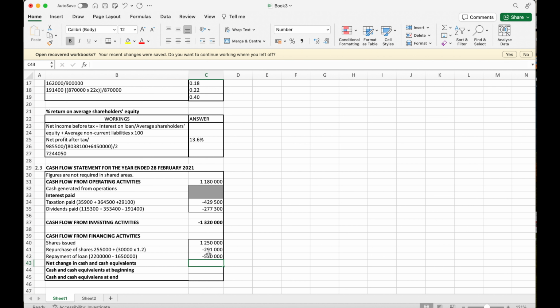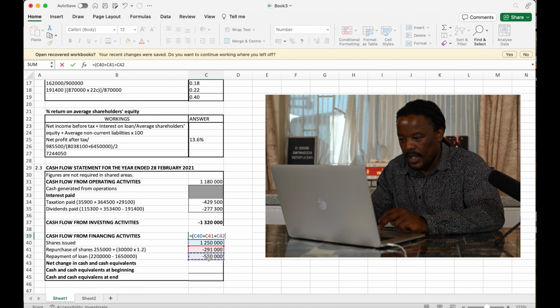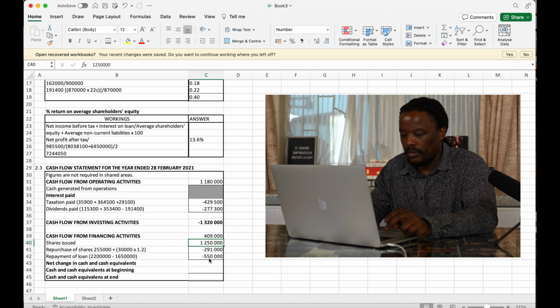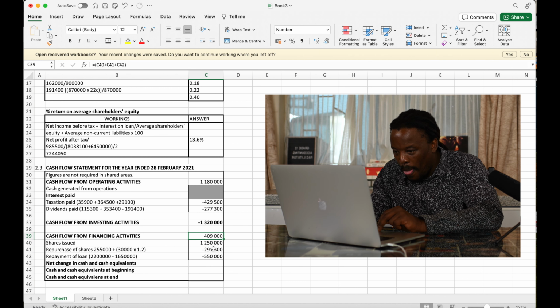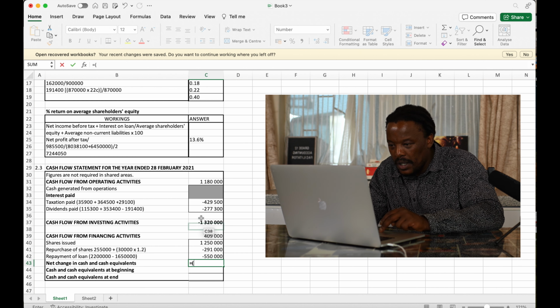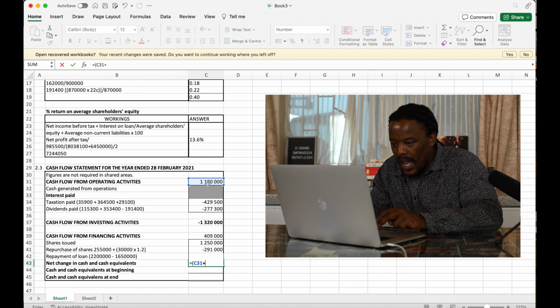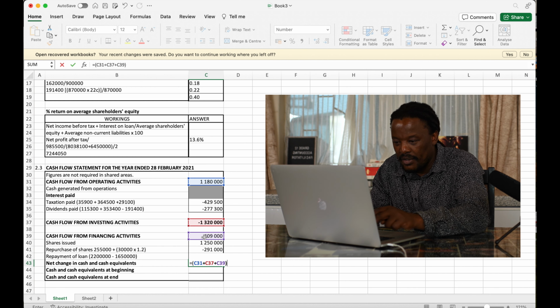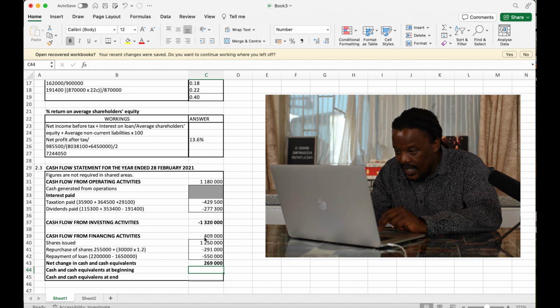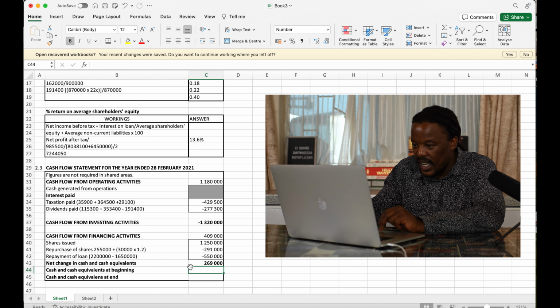And then what you do here is, okay, I have my cash flow from financing activities, which equals this amount plus this amount plus this amount, and then you get your total. That's your total, and you're happy with that. Now, to get the net change in cash and cash equivalents, it becomes simple, because it's this amount plus this amount plus cash flow from financing activities, and you get that as the net change in cash and cash equivalents.